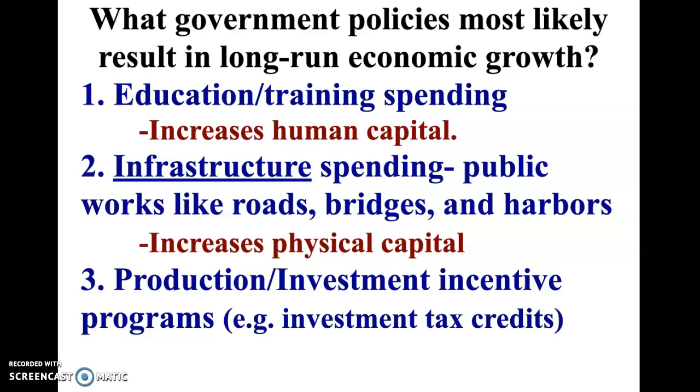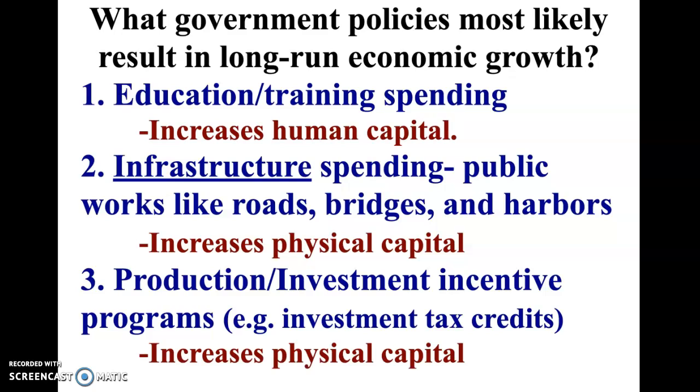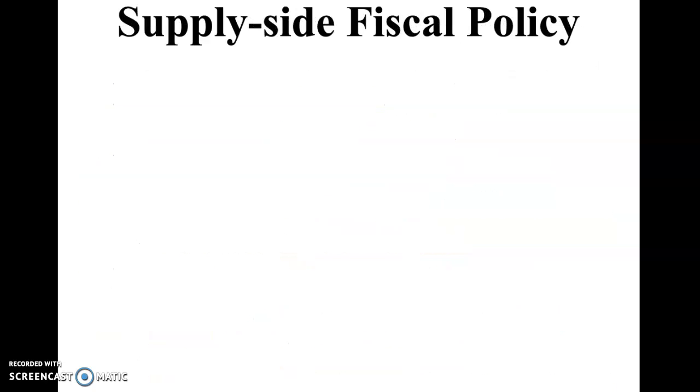And then production or investment incentive programs. This is our supply side. This is also an increase in physical capital. So the idea is this: let's not tax the producers as much so that they can spend more money on physical capital and be more productive.